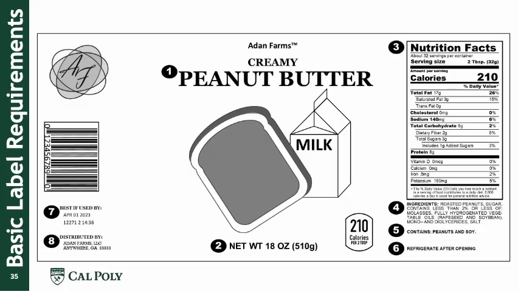Then we have 5, which is the allergen declaration. And here we see contains peanut and soy. Then we have number 6, which is the handling statement. And in this case, it says refrigerate after opening. Then we have number 7, which is the product code. And this is the manufacturing date. And in this case, we have the barcode, and this is more for tracking. But we also have the manufacturing date, which in this case says April 1, 2023.